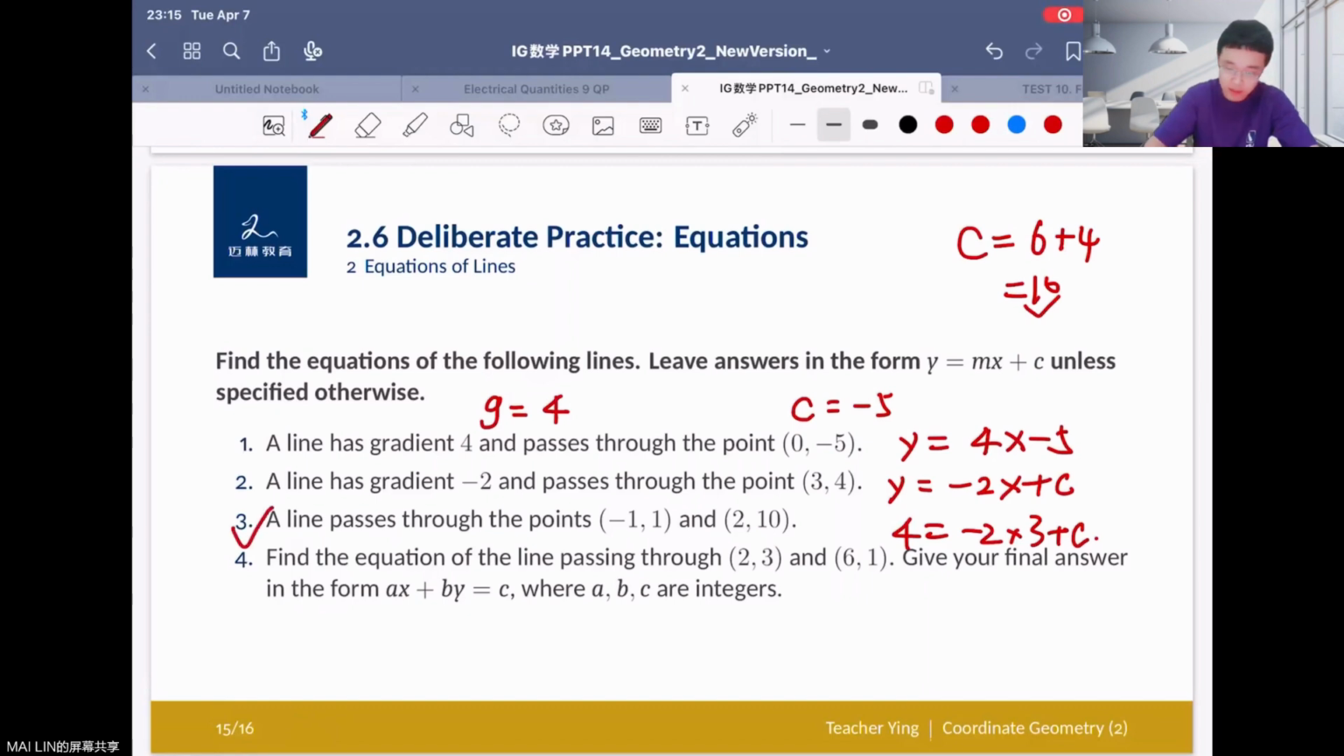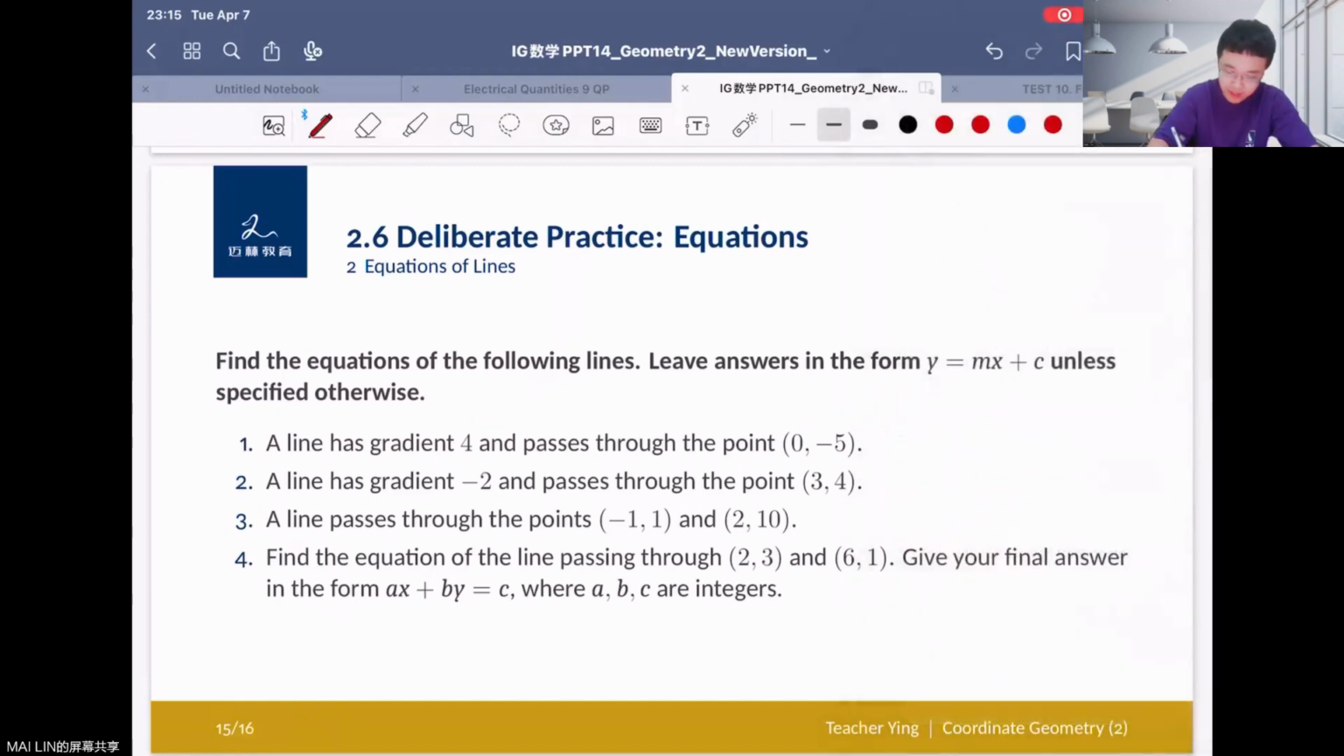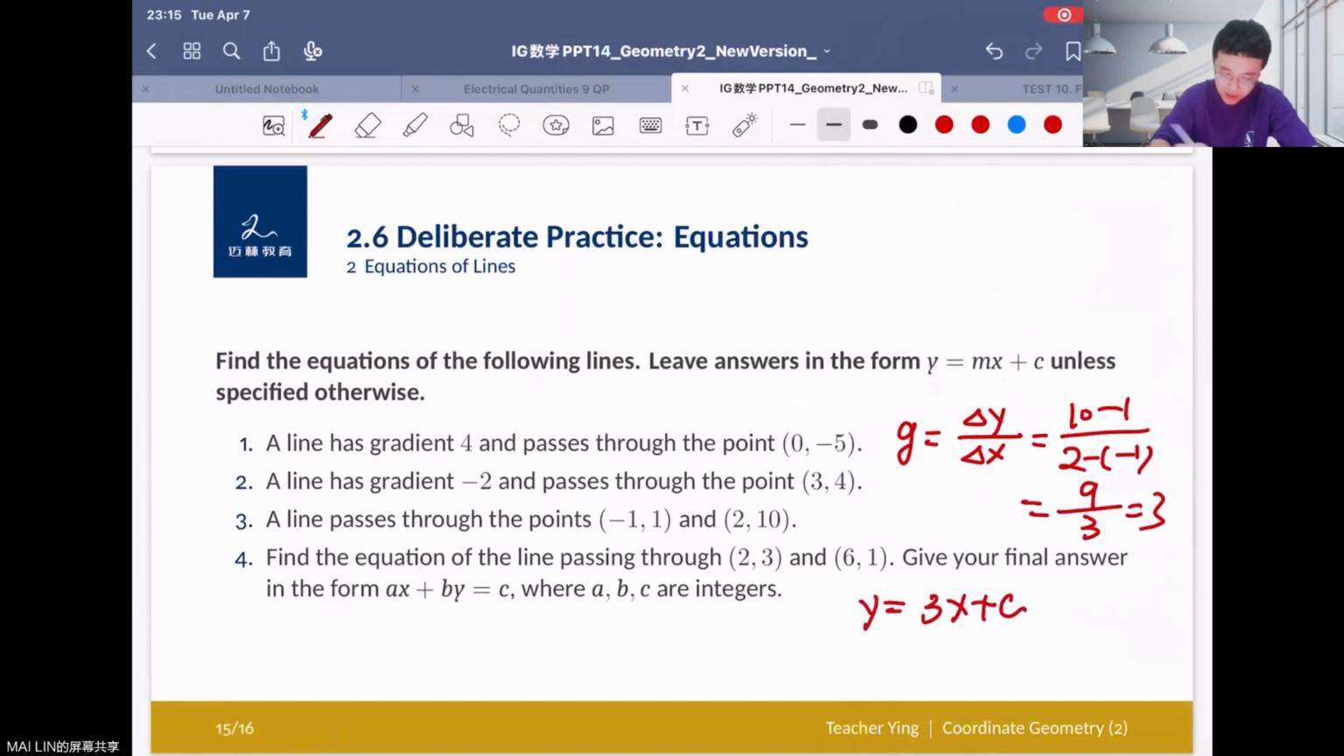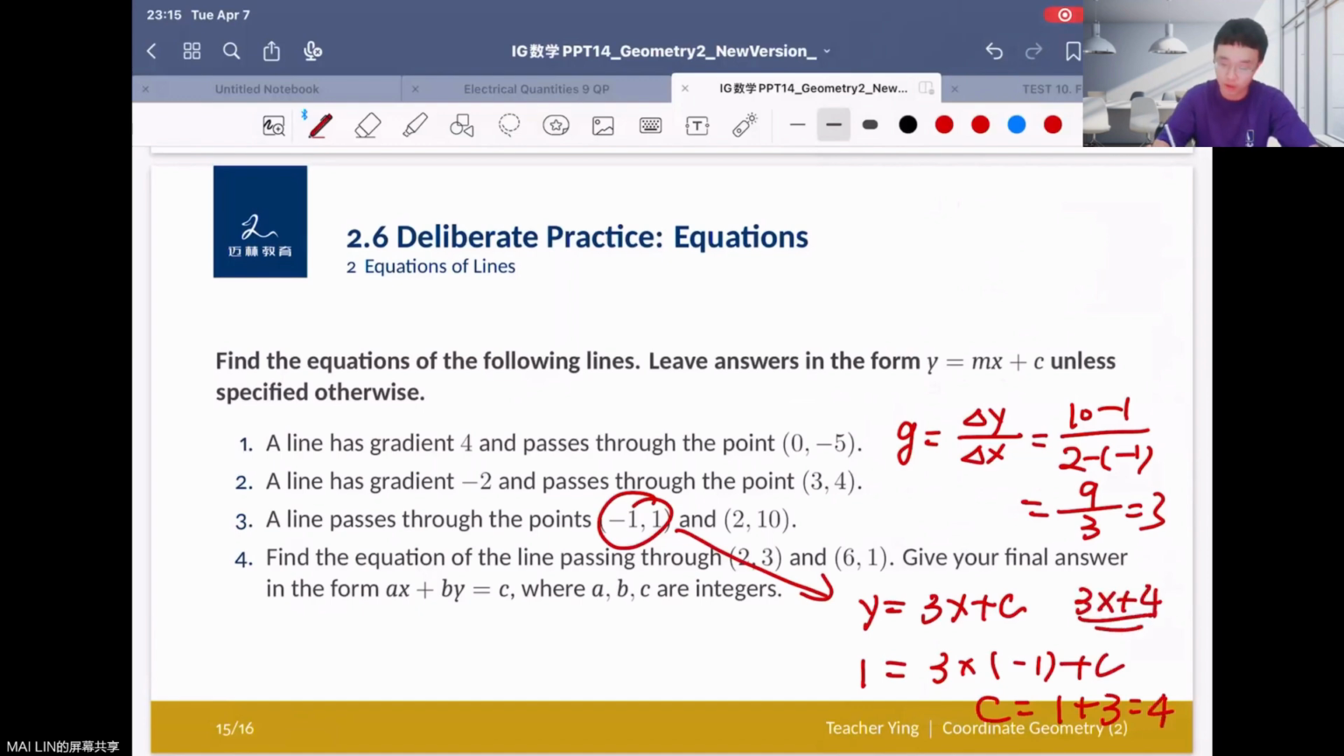And for the third problem, to find the gradient, first we can set gradient equals change in y over change in x. So here the change in y is 10 minus 1, and the change in x is 2 minus -1, right? That is 9 over 3 equals 3. And you can find the intercept. Maybe here is y equals 3x plus c. So you can just put (-1, 1) into it. That is 1 equals 3 times -1 plus c, okay? So c's value here equals 1 plus 3 equals 4, okay? So because that's the gradient, the equation is y equals 3x plus 4. That is the total equation.